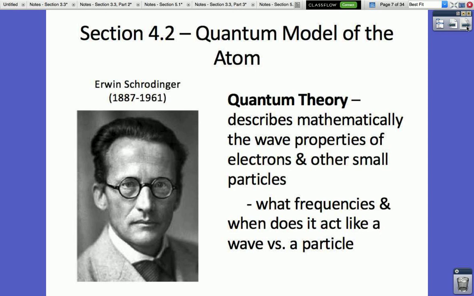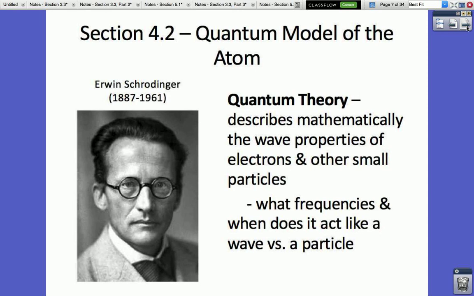Quantum theory describes mathematically the wave properties of electrons and other small particles. So at what frequencies, and when does it act like a wave versus a particle? He was able to come up with some ground rules with math saying that electrons act like waves when this is occurring, and other small particles do as well. De Broglie's equation was what he used to come up with some of these patterns. Specifically, he looked at the frequencies of photons of light being emitted, and when it would act like a wave versus a particle when we're talking about those very small subatomic particles known as electrons.